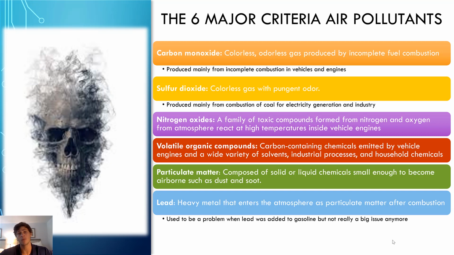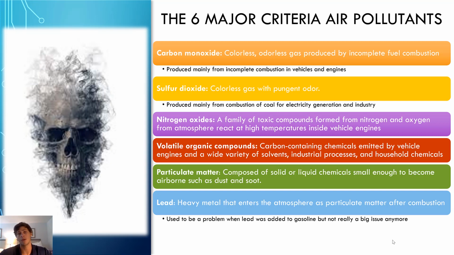Finally, lead is a heavy metal that enters the atmosphere as particulate matter, usually after combustion. For a very long time, lead was used as a knock inhibitor in engines in order to keep the engine burning fuel more stably. So this used to be a problem, but it's since been phased out with other chemicals, so we don't really see lead as a major criteria air pollutant these days, simply because it's been phased out of its use and it's no longer really a problem.